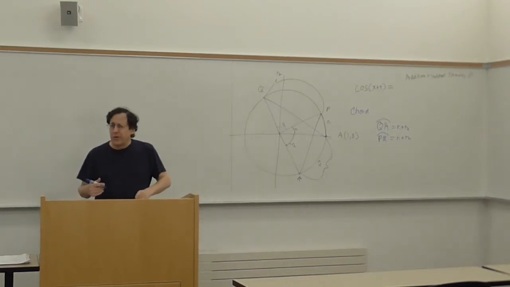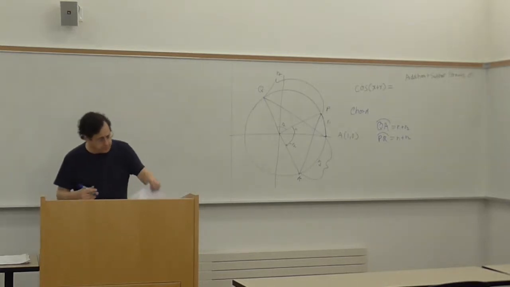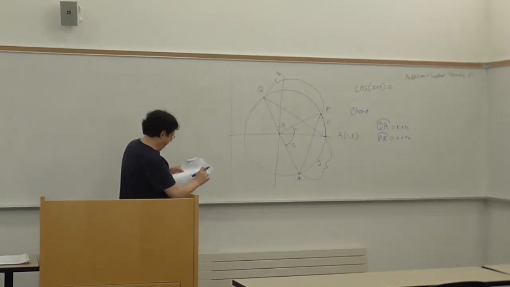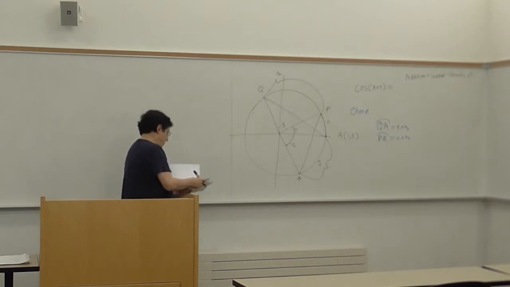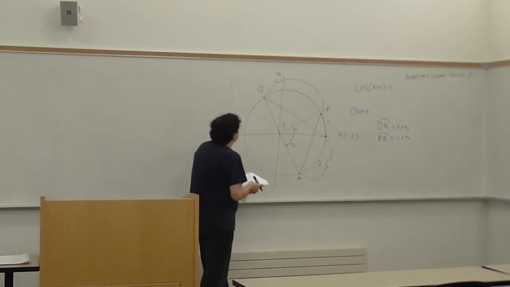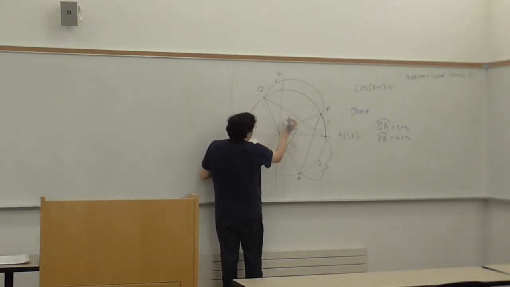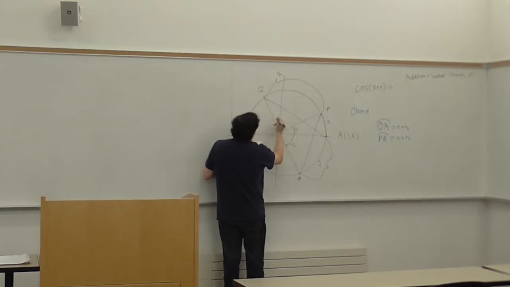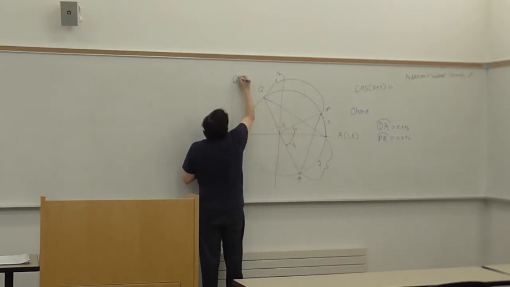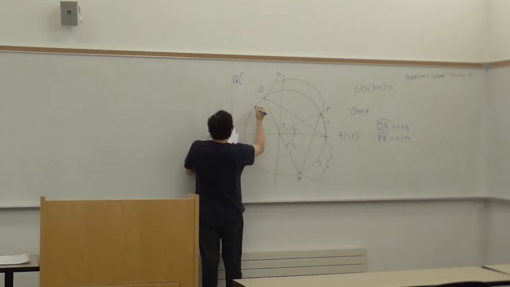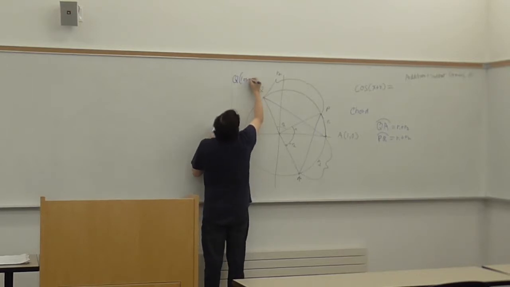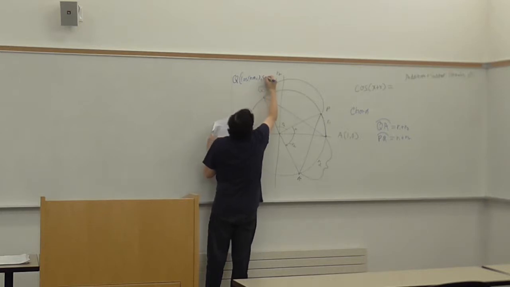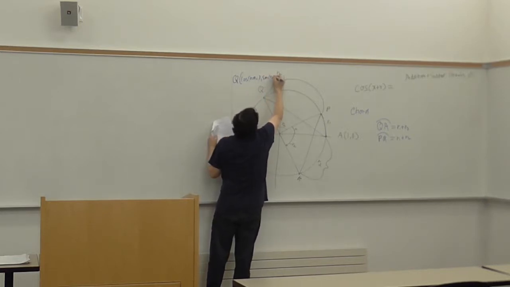Before we go on to doing that, I want to label the coordinates. So for Q, we have the angle R1 plus R2. So the coordinates of Q will be cosine of R1 plus R2, sine of R1 plus R2.